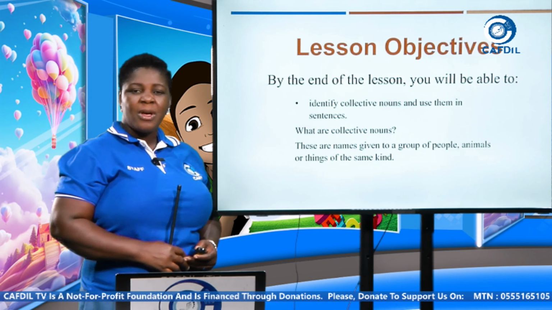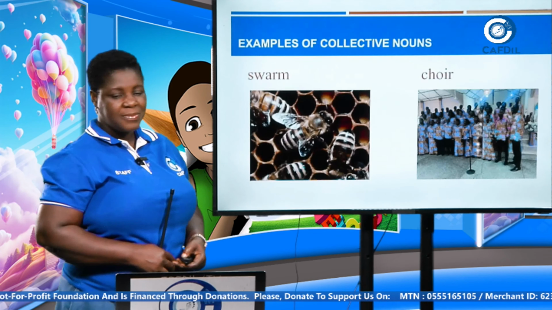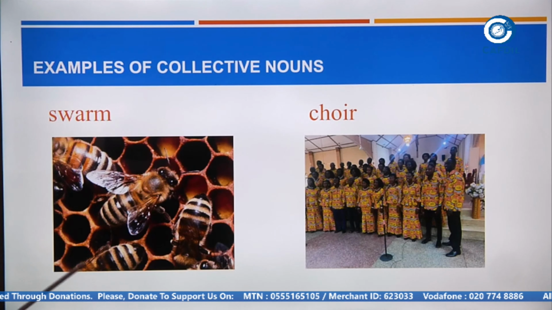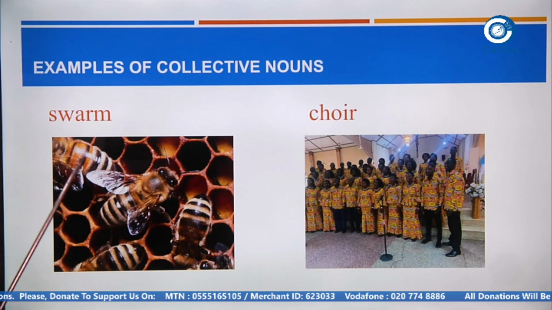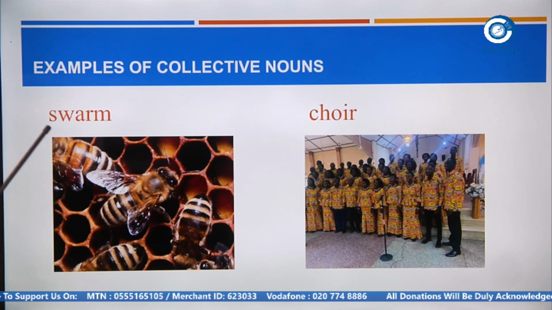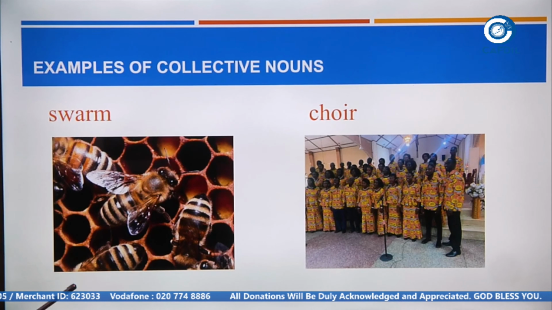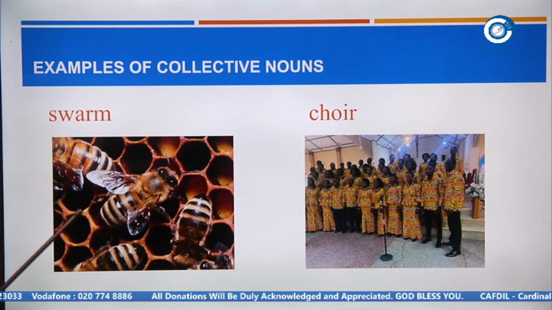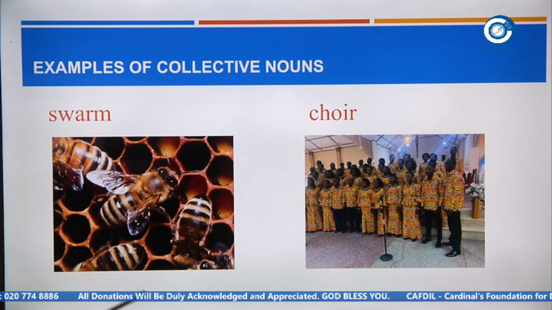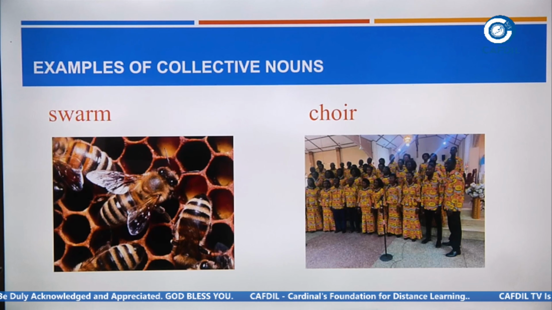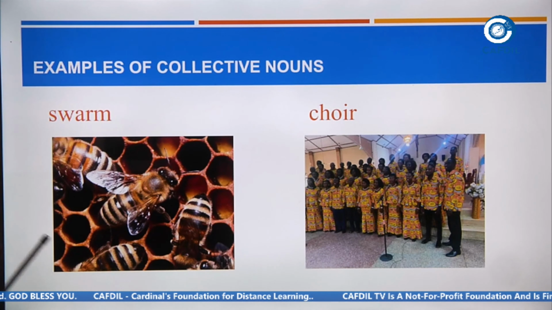Let's take some examples of some collective nouns. So look at the picture here. So we have swarm of bees, swarm. These are bees. Many of them together, we call them swarm. These are people singing. It is not one person singing. They are many as a group, and we call them choir.